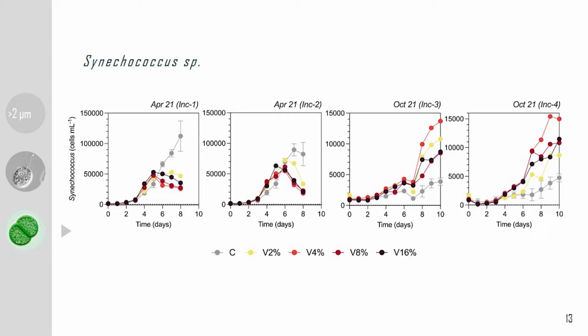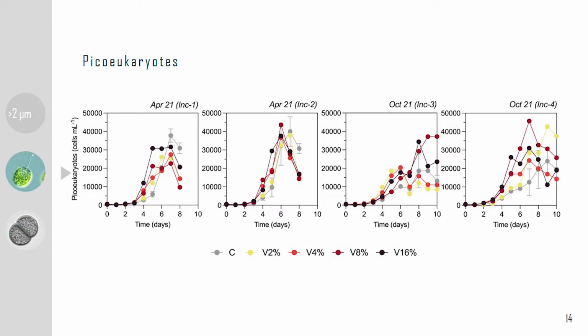We can see it has quite the same shape, or we could say a similar shape to the graph before. But the picoeukaryotes were the ones that really were increasing this phytoplankton biomass. And we can see, for example, that the abundances of cells were higher in comparison with the Synechococcus.